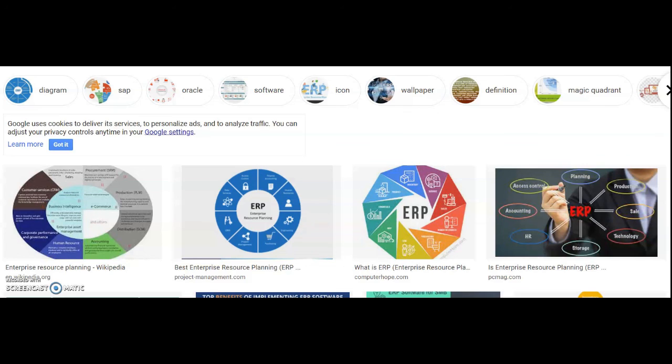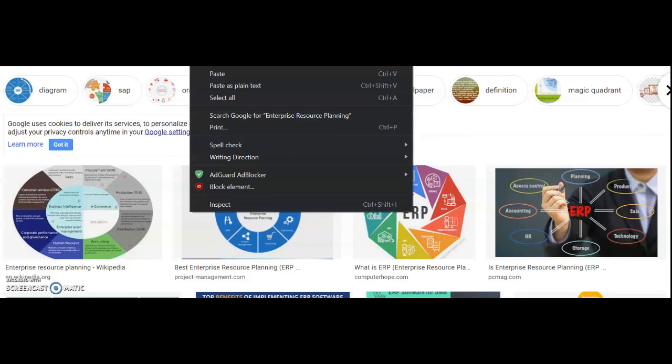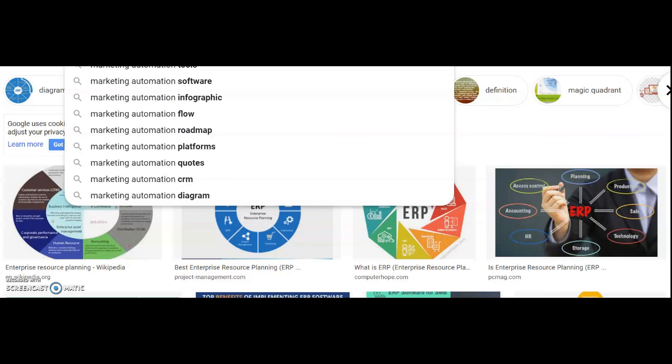Okay, and another one is marketing automation. This is software that lets marketers build better relationships with customers by automating messages to them, including emails, social media, and website communications.